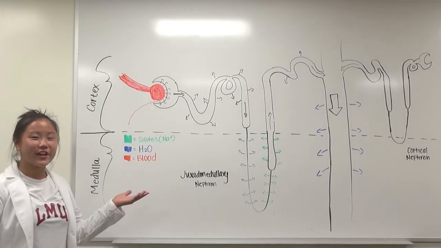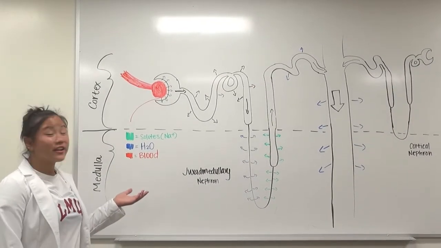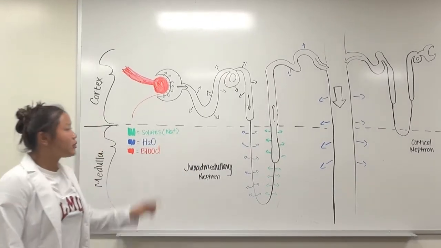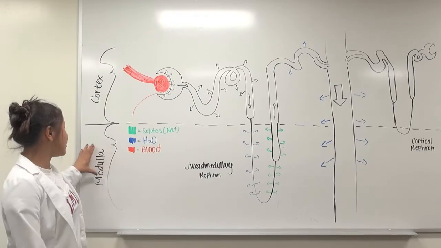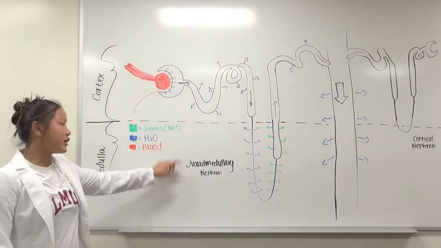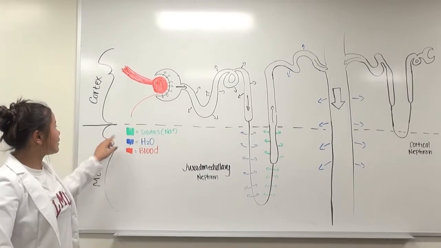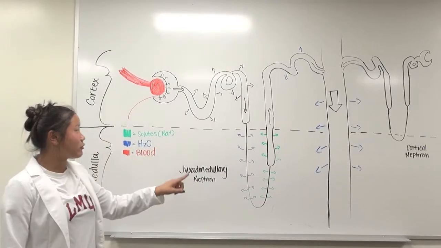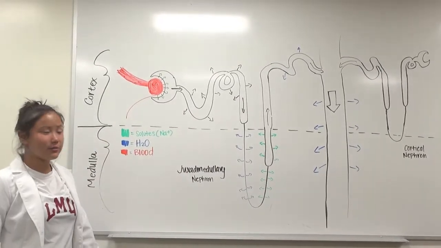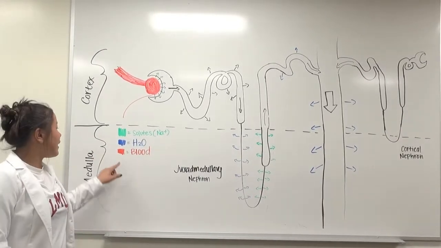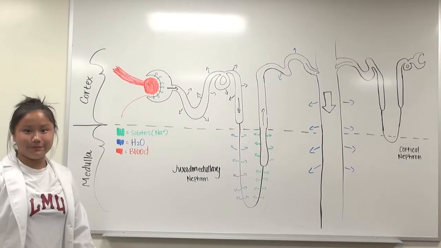Hi, this is a diagram of your basic nephron. There are two types of nephrons, juxtamedullary and cortical. Cortical nephrons are much shallower in the medulla space, whereas juxtamedullary go much deeper into the medulla area. Then, the green throughout the diagram will represent the Na sodium solutes, and the blue will represent the water, and the red will represent the blood.